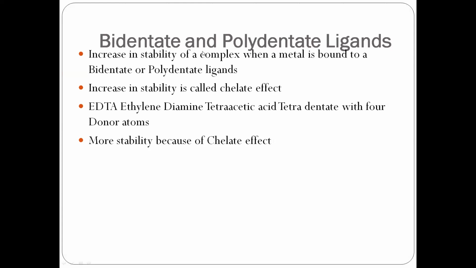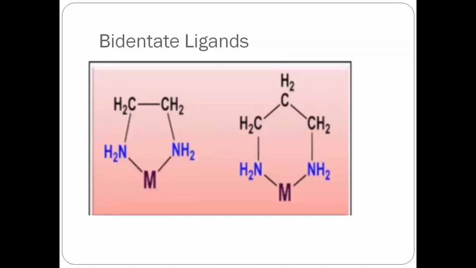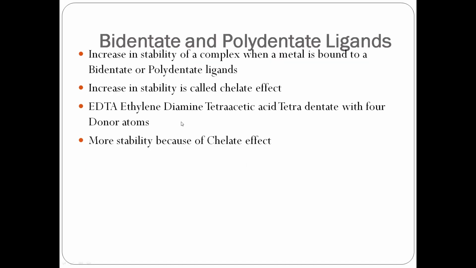The increase in the stability of the complex when a metal is bound to a bidentate or polydentate ligand is called the chelate effect. For example, bidentate or polydentate ligands like ethylene diamine tetraacetate, which is tetradentate with 4 donor atoms. Ethylene diamine is a bidentate ligand bound to the metal ion, whereas here it is propylene diamine.